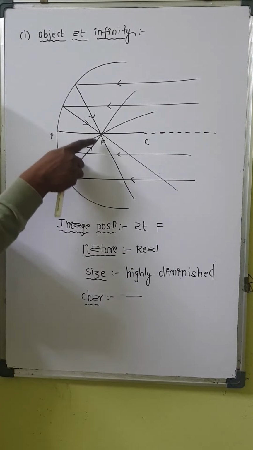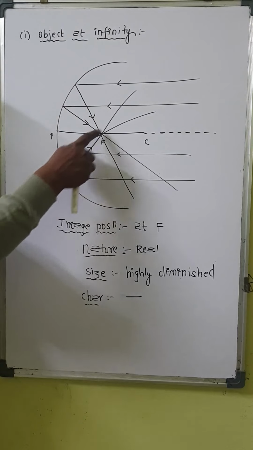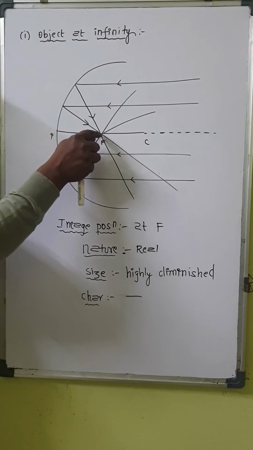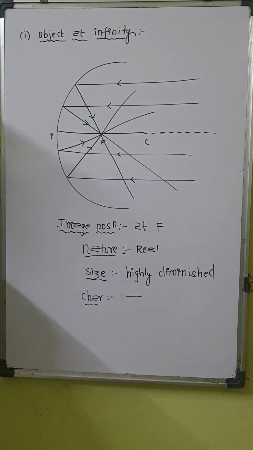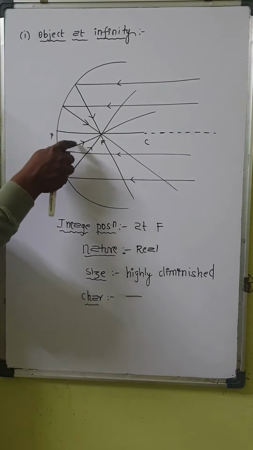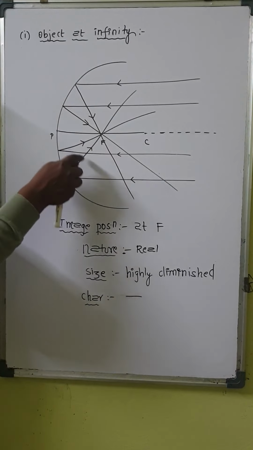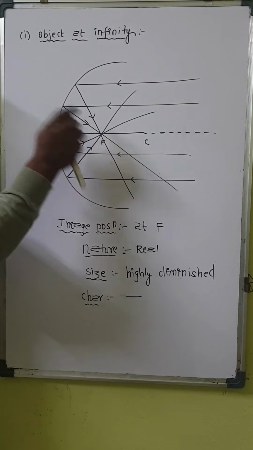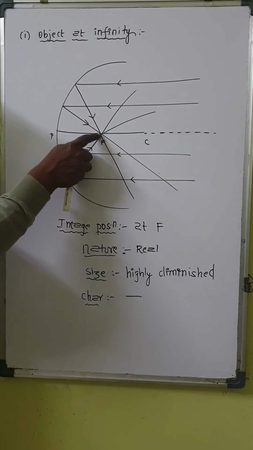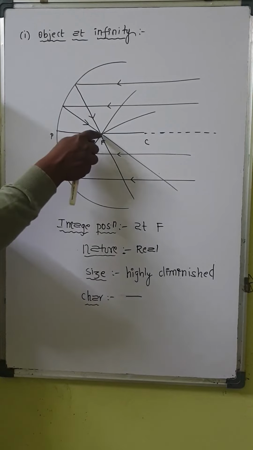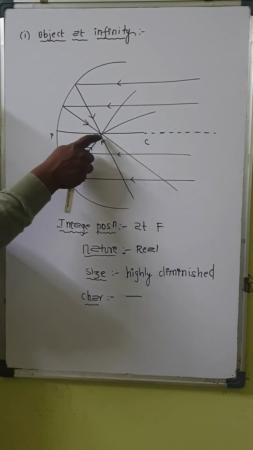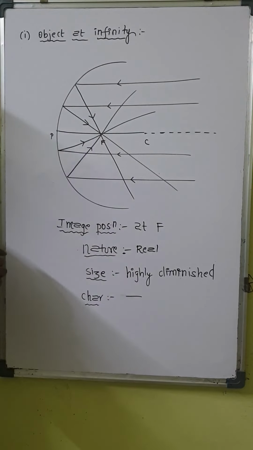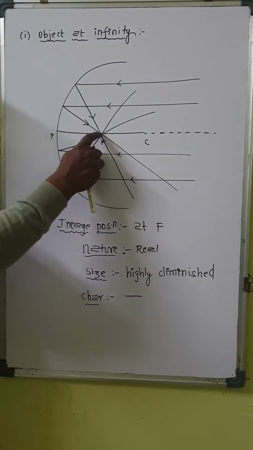But you have to check where the reflected rays are meeting. Why? Because the point where the reflected rays meet, that point is where the image is formed. The reflected rays are meeting at this point, and at that point the image is formed. And where is this point? At focus. So this is the image position. Where is the image position? At F, the point where all the reflected rays are meeting. So image position is at F.